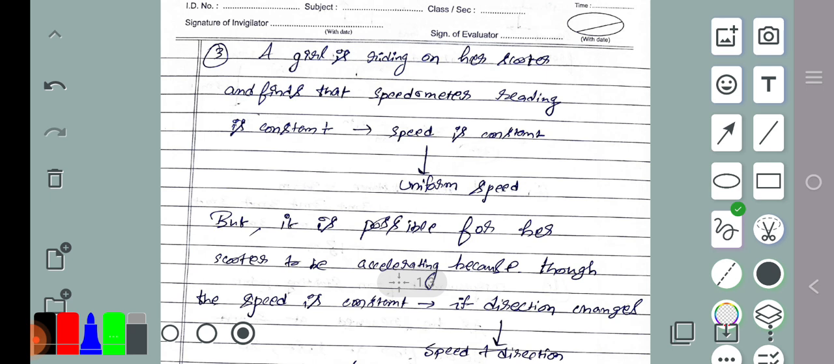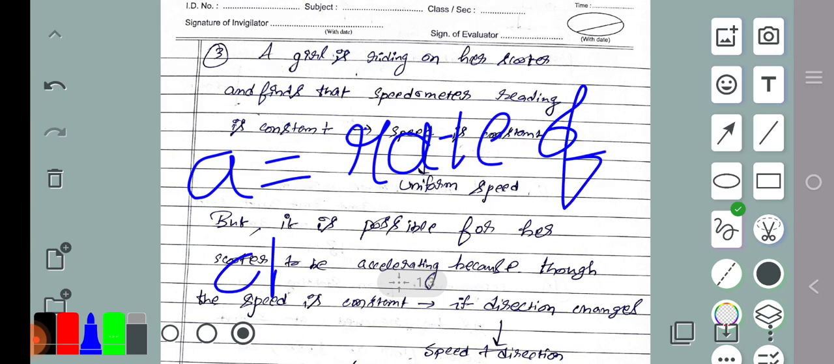That means by a speedometer we don't measure the average speed. By a speedometer we measure the instantaneous speed. Now, the question was asking whether it is possible for her to be accelerated or not. First of all, when we are discussing acceleration, acceleration is the rate of change in velocity.